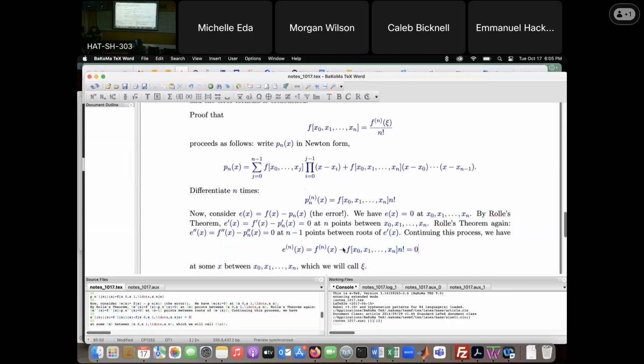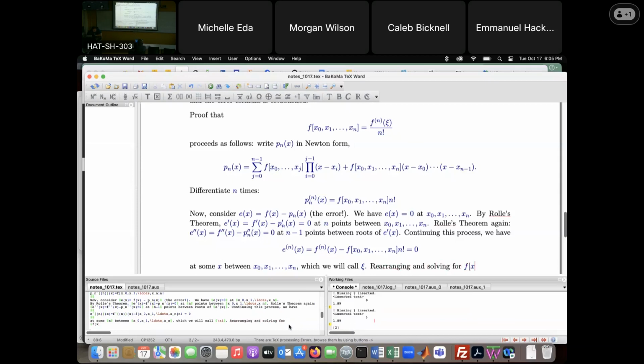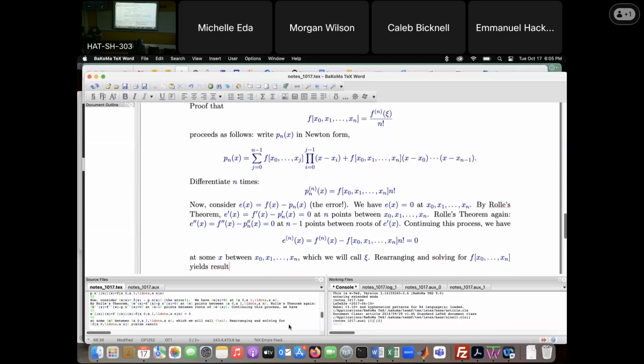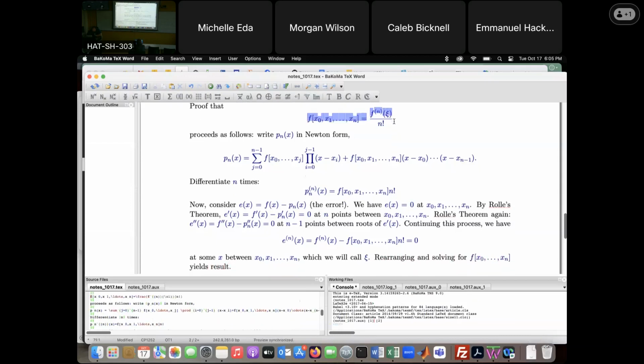So all I have to do now is rearrange this equation, and solving for the divided difference yields a final result, which is this right here. Okay. I've written two proofs like this on the fly, but this time worked out okay.